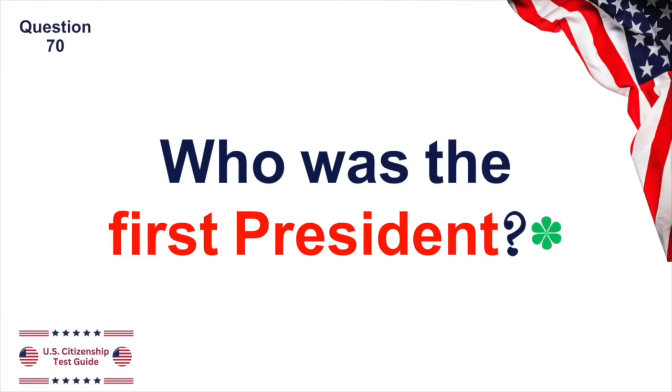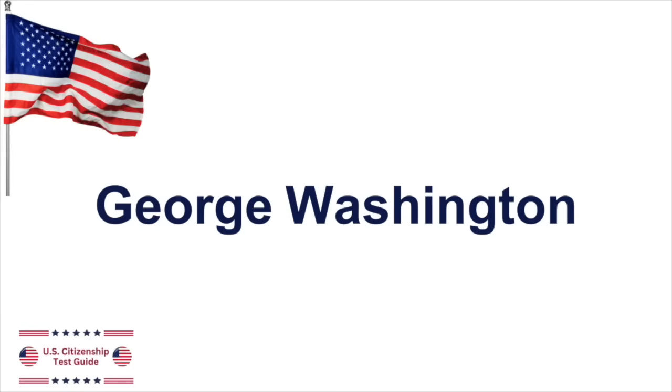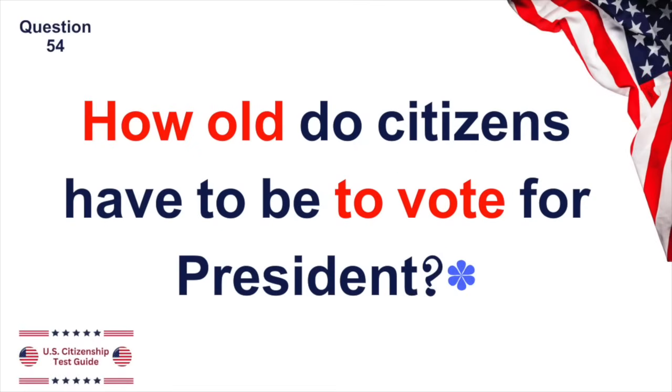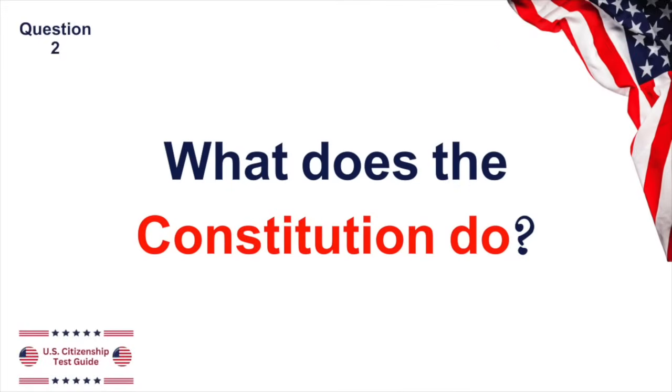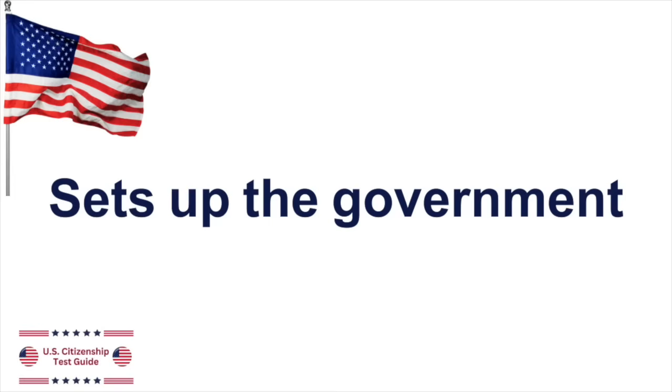Who was the first president? George Washington. How old do citizens have to be to vote for president? 18 and older. What does the Constitution do? Sets up the government.